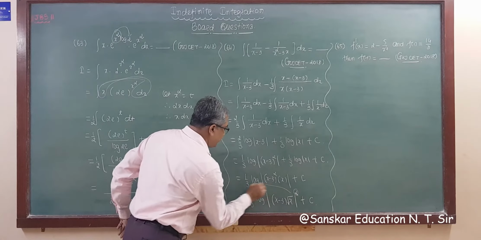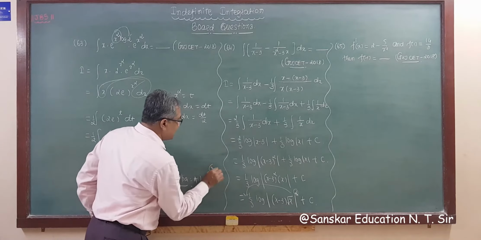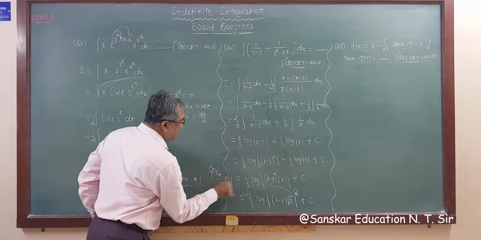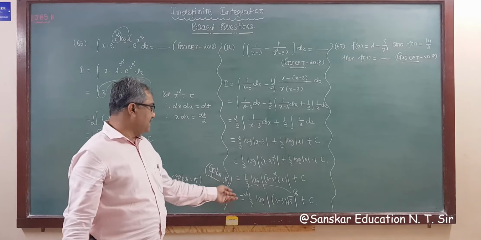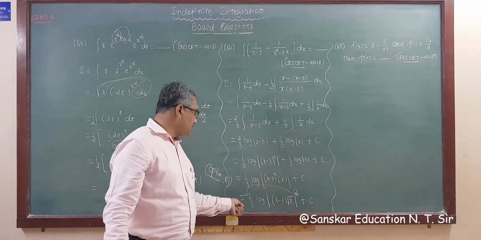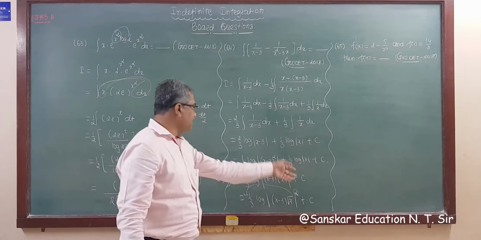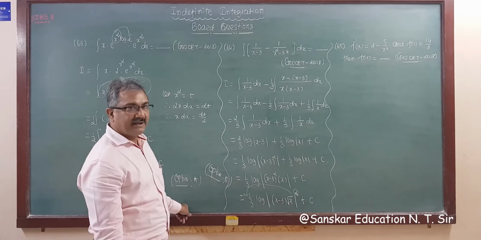So taking 2 to here, option B. So the correct answer is option B. So change in your PDF, that is root 2 comes here. So log root x into (x minus 3) is your correct answer, right?